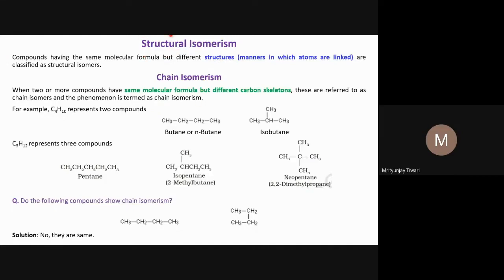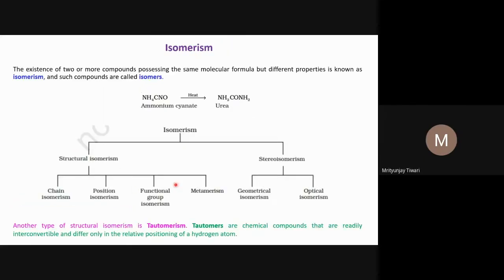Structural isomerism. Let's read its definition. Compounds having the same molecular formula but different structures are classified as structural isomers, and different structures means the manner in which atoms are linked. The atoms are linked in different manners, and so they are structural isomers. So we will first see chain isomerism, because we have seen the four types of structural isomerism.